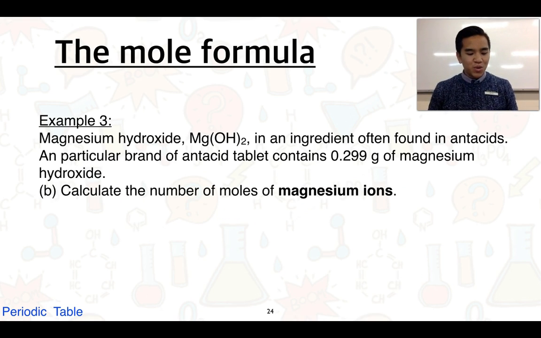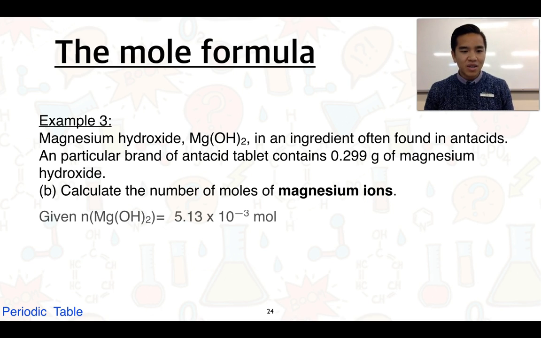Another type of question that we could get, once we've actually worked out the number of moles of magnesium hydroxide, we might then be asked to calculate the number of moles of magnesium ions. If we have a look at the information from part A, we already know the number of moles of magnesium hydroxide is this here. If we were to treat this as one unit, so we call it a formula unit, for every 1 formula unit of magnesium hydroxide, we would have 1 magnesium ion. We would also have 2 hydroxide ions.